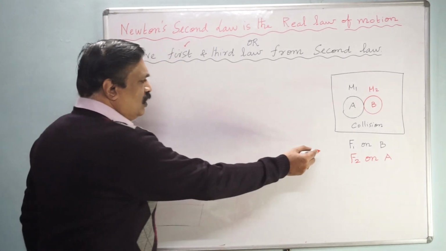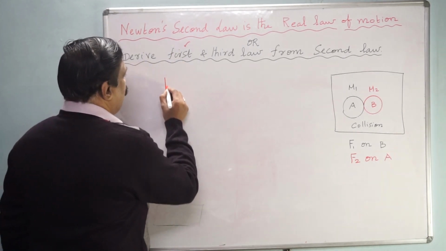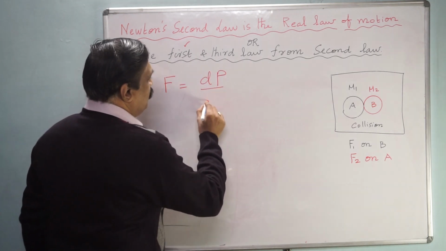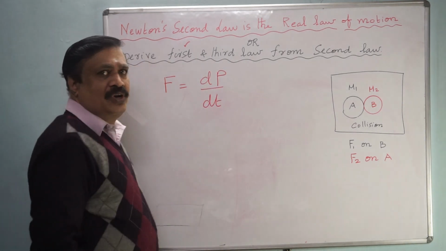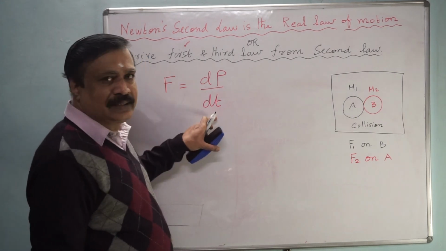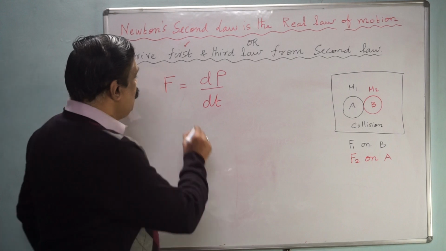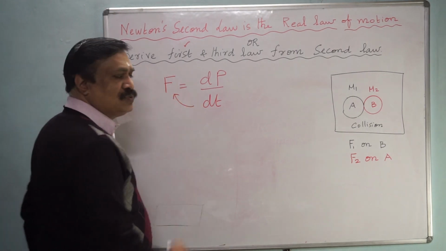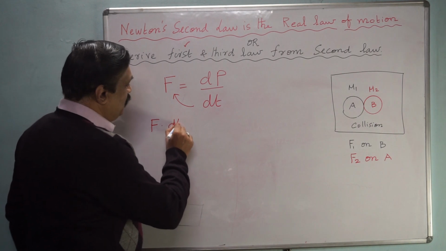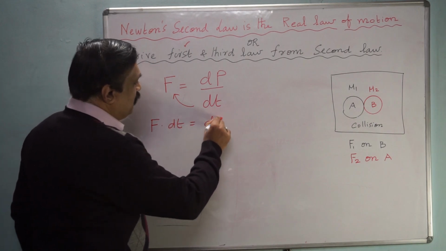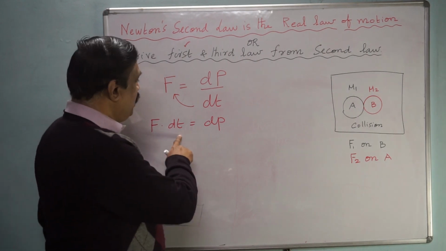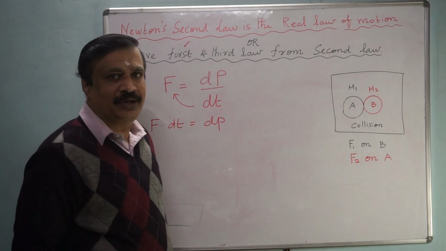Now, here again I take the same formula, F equal to dP by dt. Here dP is the change in momentum, as I told, dt is the time and F is the force. Now you cross multiply. Therefore, F into dt equal to dP. That means F into dt equal to change in momentum.